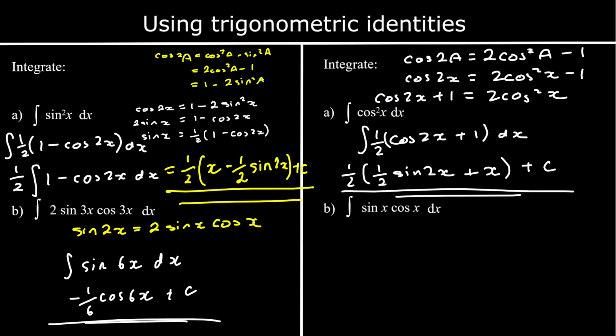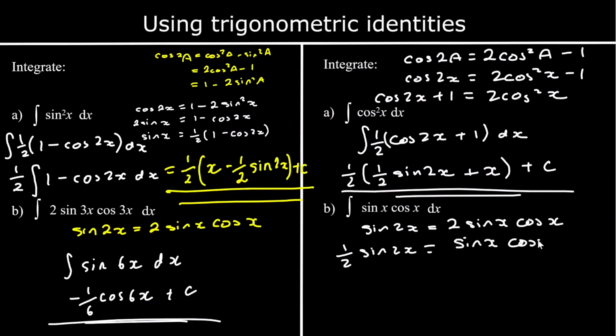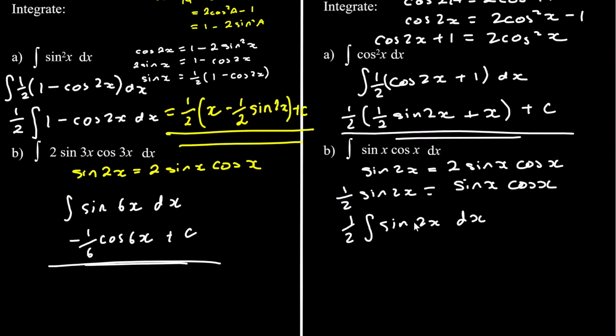Sine x cos x, we're going to use sine 2x. So sine 2x is 2 sine x cos x. So half of sine 2x is sine x cos x. So we can't integrate sine x cos x, but we can integrate half of sine 2x. Sine integrates to give a negative cos, and we divide by 2. So it's minus a half cos 2x plus c.